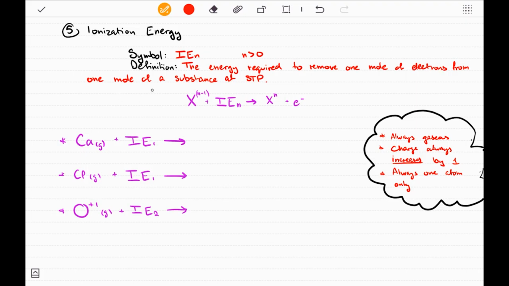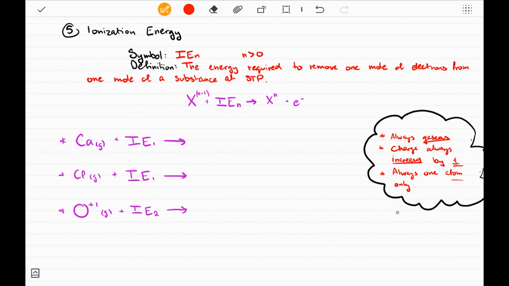The equation looks something like this. I do know that this format looks a bit complicated, which is why I'm going to be using some examples down here. Basically, all you need to remember is that in ionization energy, everything is always a gas. We always increase the charge by just 1 at a time, never more than 1 at a time. And there's always only 1 atom involved.